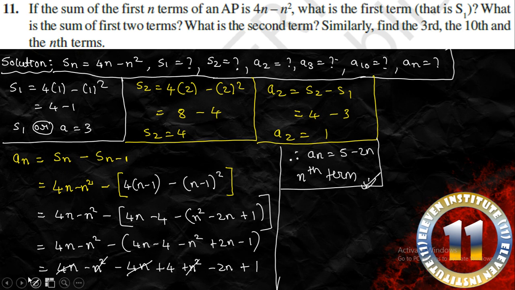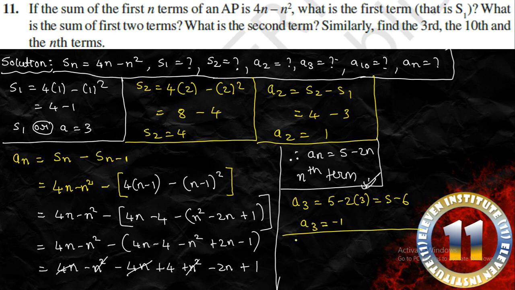Right, a3 is equal to 5 minus 2 into 3. 3 will come in place of n. 2 3s are 6, so we will get 5 minus 6, and 5 minus 6 is minus 1. So we have a3 is equal to minus 1.